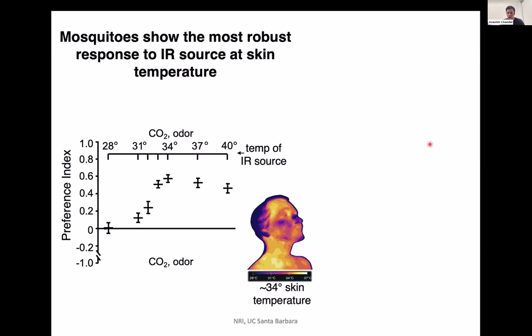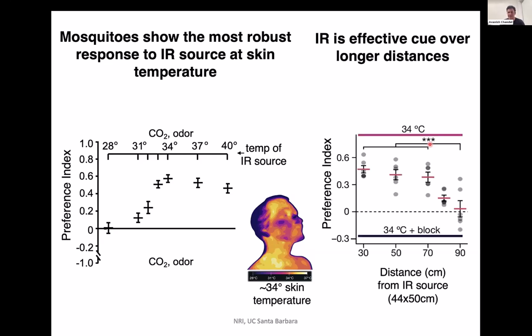Additionally, IR is not only effective at a very short range, just a few centimeters when emitted from a small surface, but when we increase the size of the IR-emitting surface to mimic the area of the human skin, we found that mosquitoes could respond to IR from a distance as far as 70 centimeters. This finding is also critical in ruling out convective heat as a factor in our experiment, because convective heat from 34 degrees Celsius cannot reach such distances like 70 or 90 centimeters, so the mosquitoes' response must be due to the infrared radiation component of the heat.